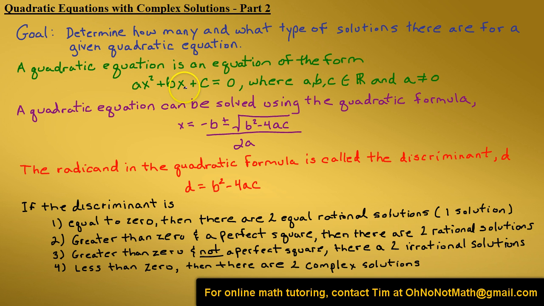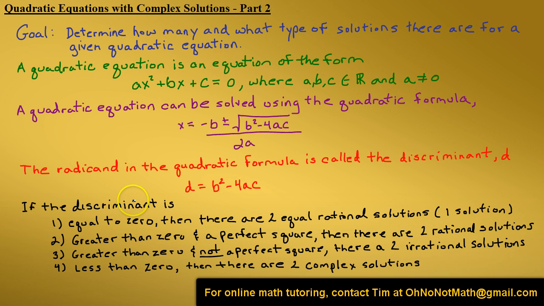It's an equation of the form ax squared plus bx plus c equals 0, where a, b, and c are real numbers and a is not equal to 0. A quadratic equation can be solved using the quadratic formula: x equals negative b plus or minus the square root of b squared minus 4ac, all over 2a. Now the radicand of the quadratic formula is called the discriminant. That's b squared minus 4ac.